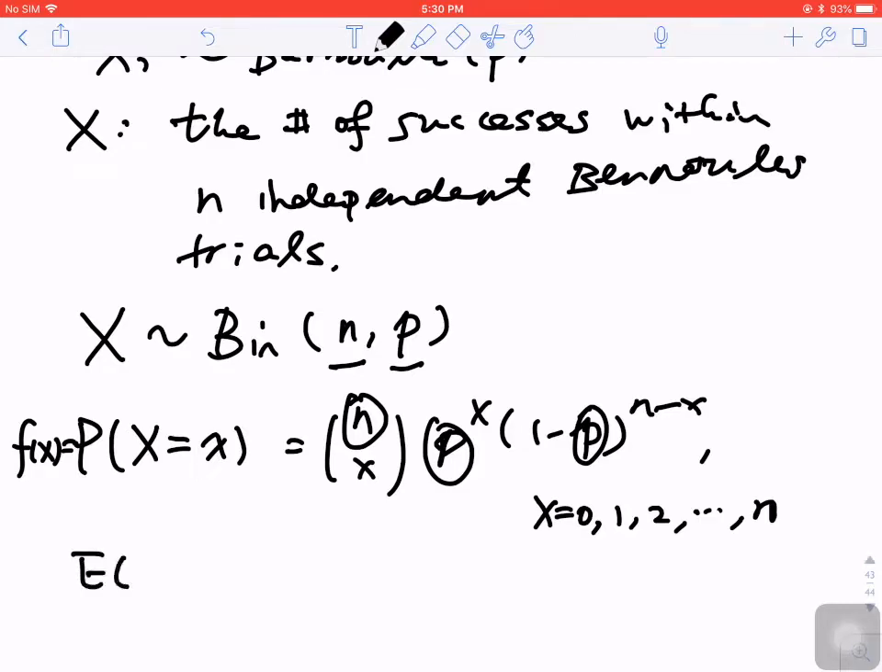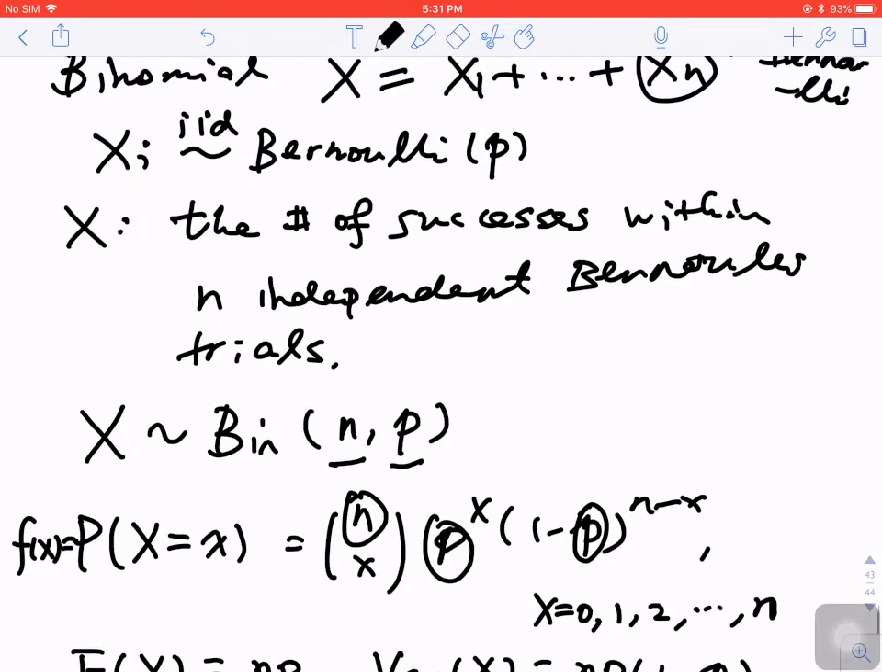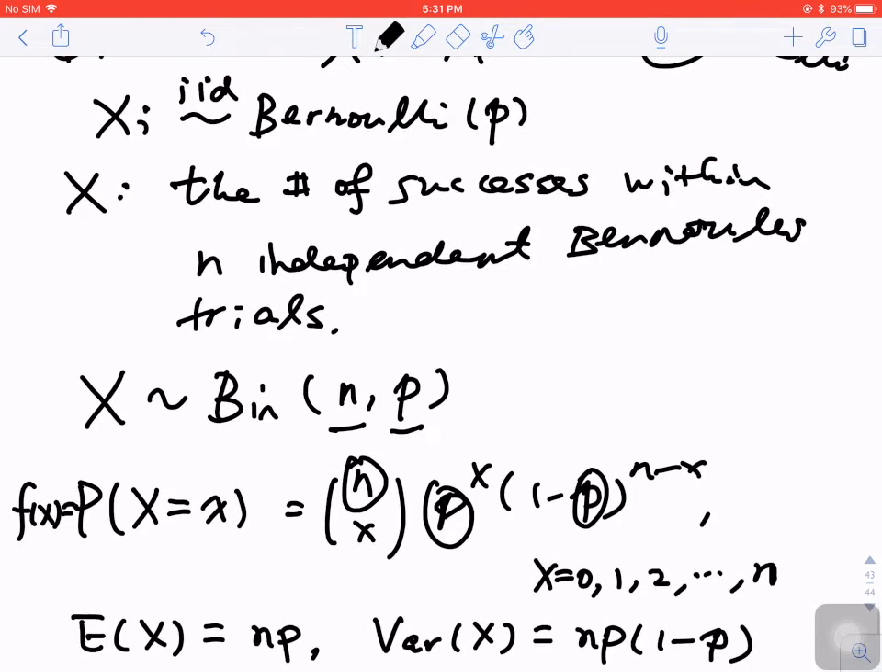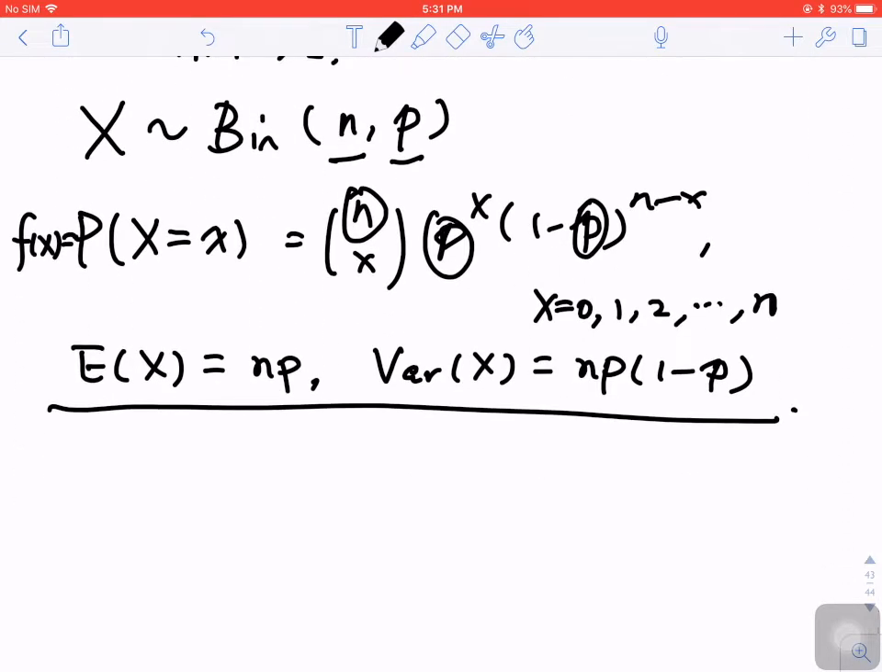And you can have the corresponding expectation and the corresponding variance, right? Make sure you know how to derive them, using the information of the Bernoulli random variable, okay?